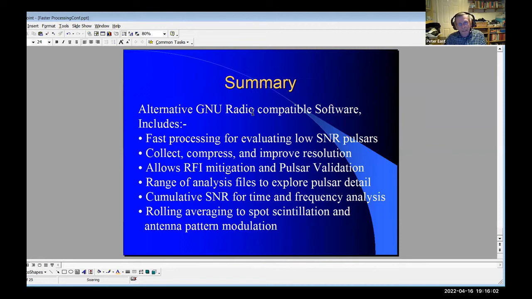Advantage of GNU radio I haven't mentioned is that it can work on a range of SDRs. I've used AirSpy. It will run RTL and HackRF and anything. So there you are.